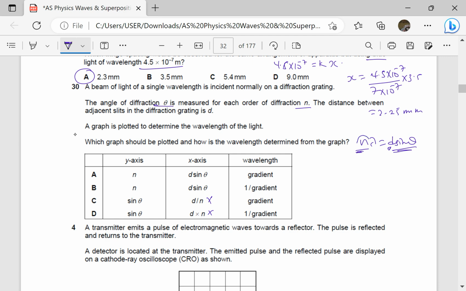If I put n on the y-axis, y is equal to mx plus c. There is no c here. If I put n on the y-axis and d sine theta on the x-axis, the gradient must be 1 over lambda. The gradient m is going to be 1 over lambda, which means lambda is equal to 1 over the gradient. So the answer is going to be B.